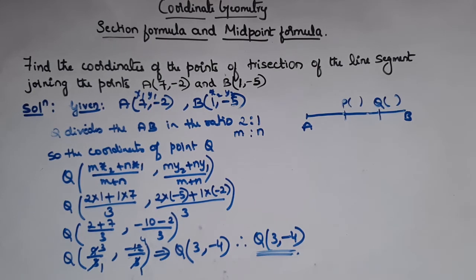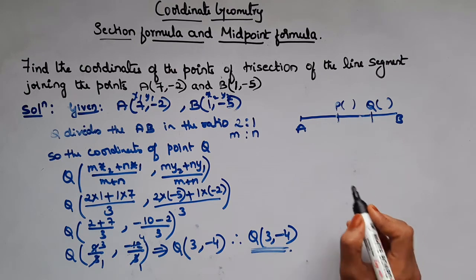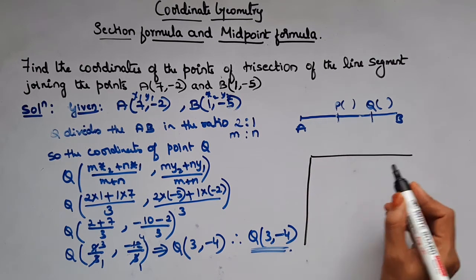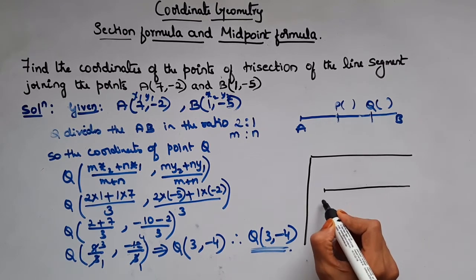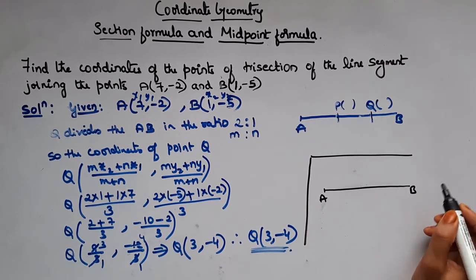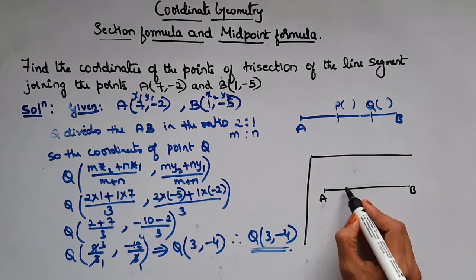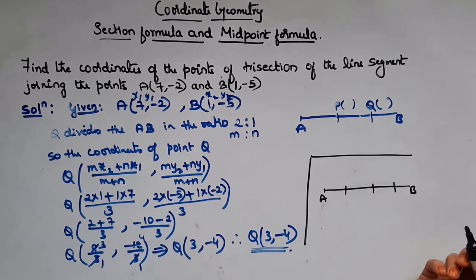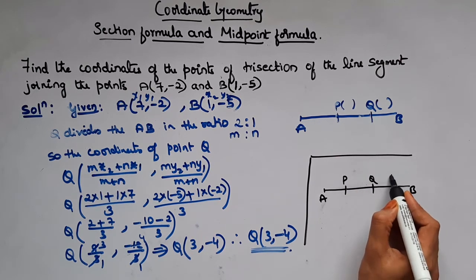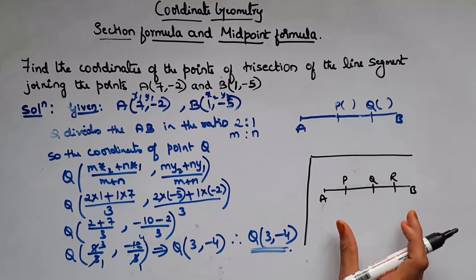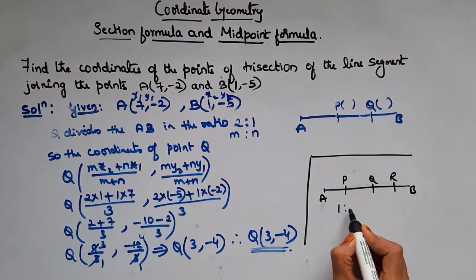right? In a similar way, you can find the coordinates of the points on the line segment. You can find the coordinates of the points on the line segment AB, where this line segment is divided into 4 equal parts. If say they have asked 4 equal parts, right? So now you have to find the coordinates of P, Q and R. So in that case, P divides AB in the ratio 1:3.